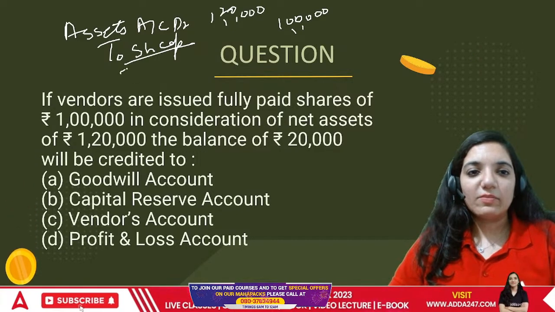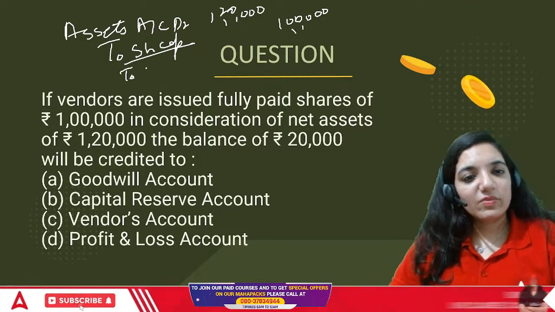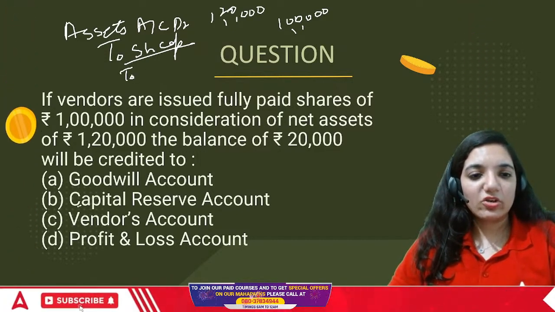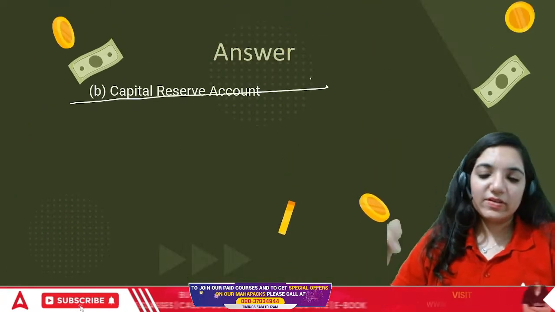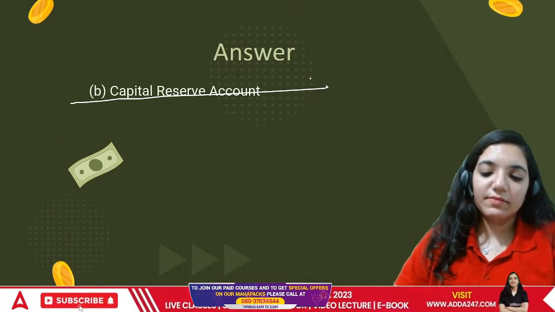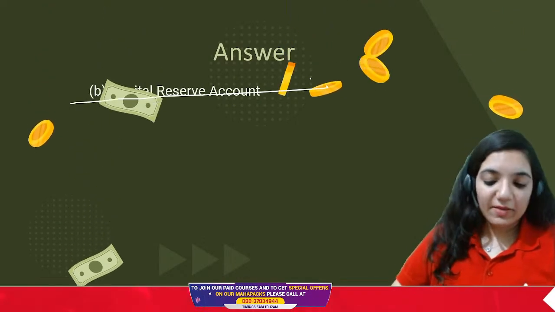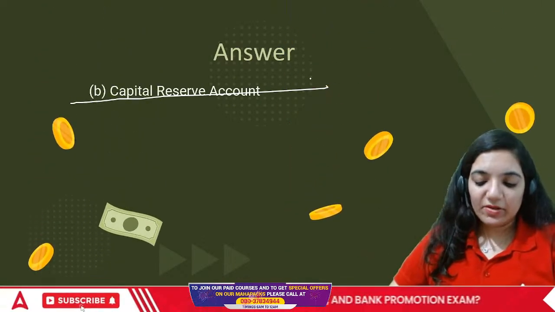So what about the remaining amount? This will turn out to be either securities premium or capital reserve. So in this case it would be capital reserve. Okay? It can be the securities premium or it can be capital reserve.